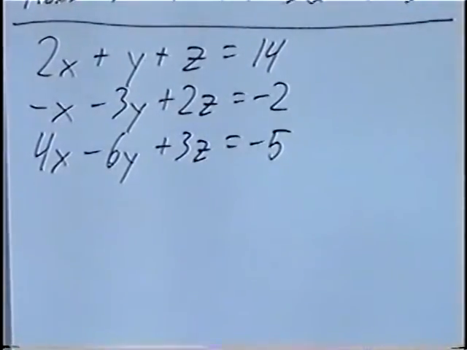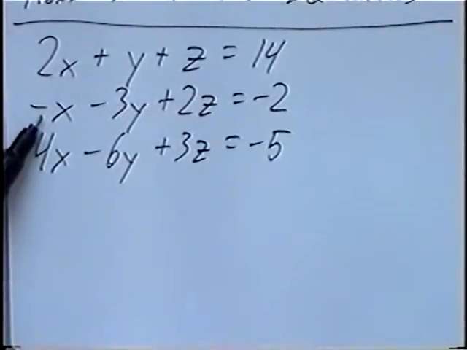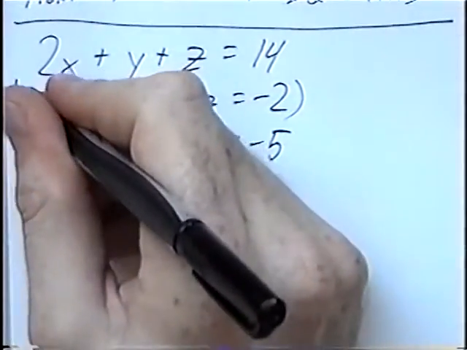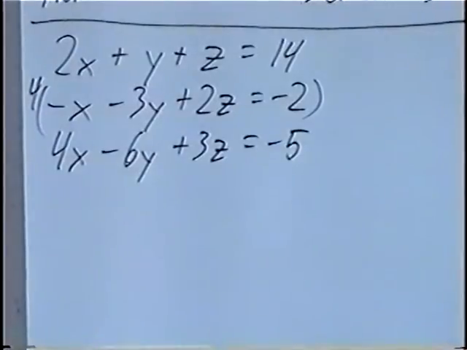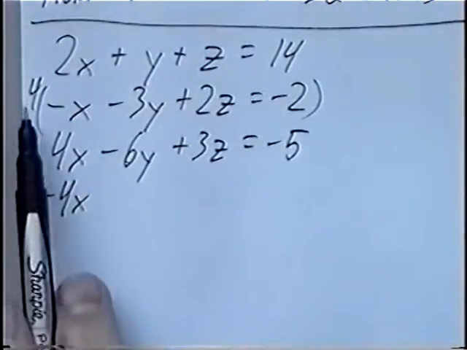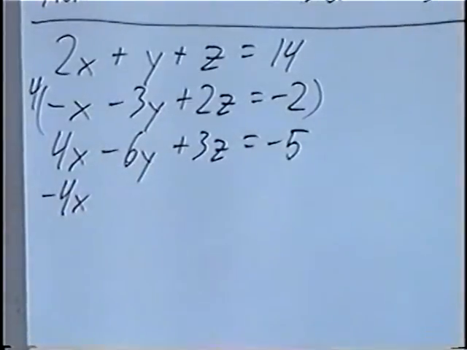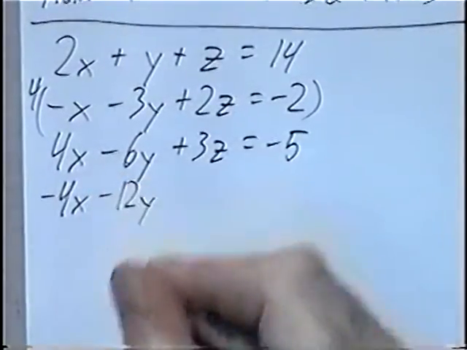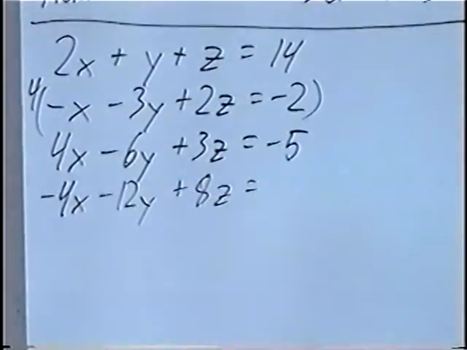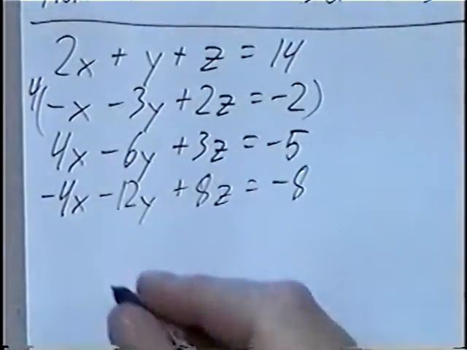To solve these equations, you want to first eliminate one variable. For example, if we take the second equation, which has negative x, we can multiply that by 4 so we can eliminate the x's. Multiplying by 4, we'll have negative 4x, and multiplying each term by 4, we'll have negative 12y plus 8z equals negative 8.